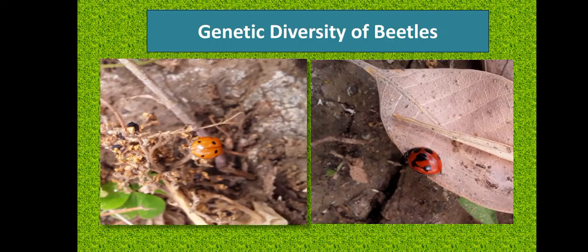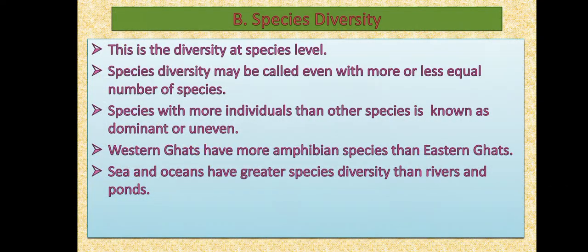You are also observing the genetic diversity of beetle. Here are two subspecies of beetles, the brown beetles and the red beetles. The brown beetles and the red beetles, here may be one green beetle too, and you are looking, these are genetically different. These are the same species, but these are genetically different.